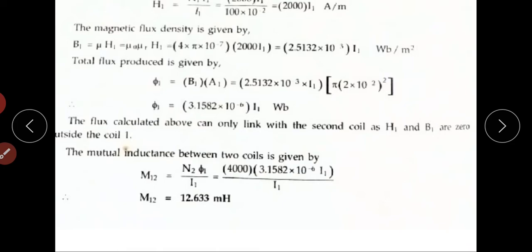If you want to find the self-inductance of the first coil, L1 equals N1 phi 1 by I1. By using that formula we can find the first coil's self-inductance value. The second coil's self-inductance equals N2 phi 2 by I2. This is the mutual inductance: the second coil's number of turns into the first coil's magnetic flux divided by the first coil's current. It is the mutual inductance between the first coil and the second coil.